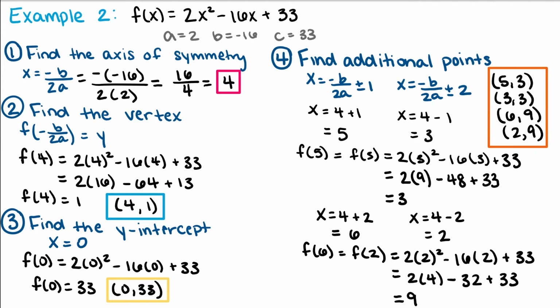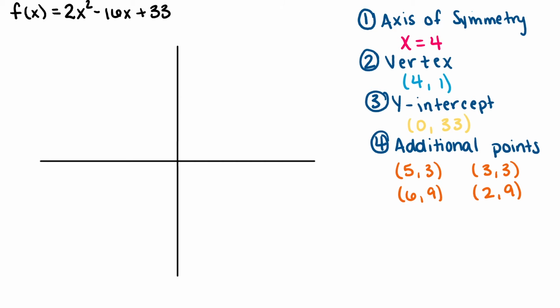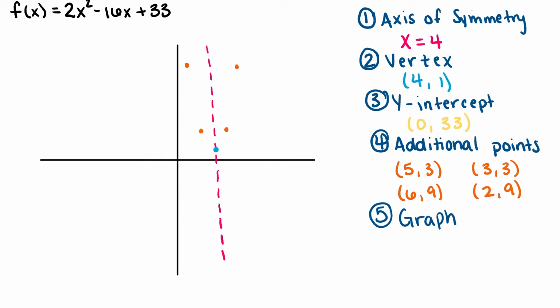Next, let's graph. Let's start by plotting our axis of symmetry, plotting the vertex. The y-intercept will be off the graph, so I'm going to skip that, and our additional points. Connect these dots and we have our parabola.